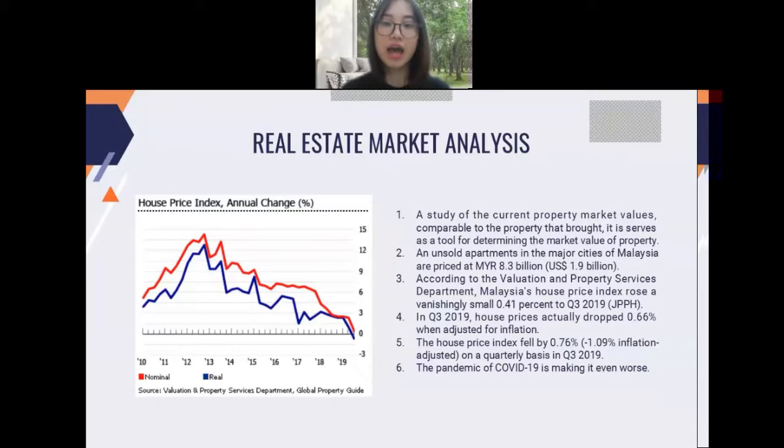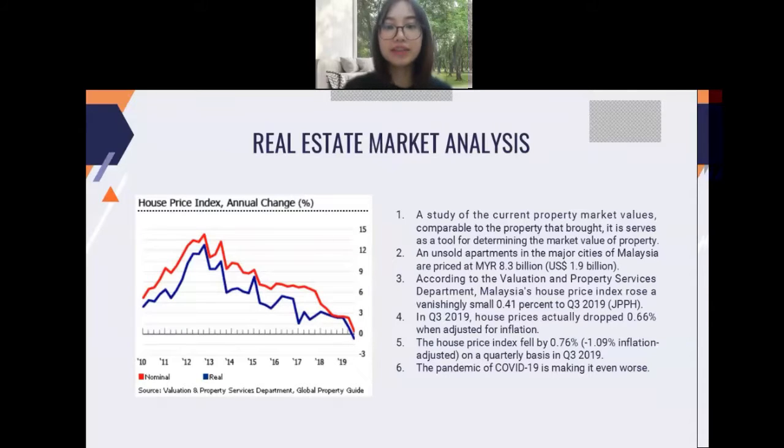According to the Valuation and Property Services Department, the Malaysia House Price Index rose a vanishingly small 0.41% to Q3 2019, which you can see from the left side graph. However, in Q3 2019, the house price actually dropped 0.66% when adjusted for inflation, and the house price index fell by 0.76%, which is negative 1.09% inflation adjusted on a quarterly basis in Q3 2019.